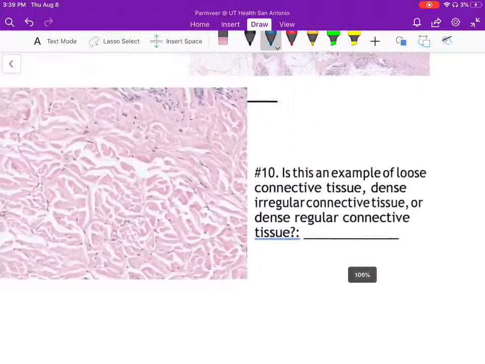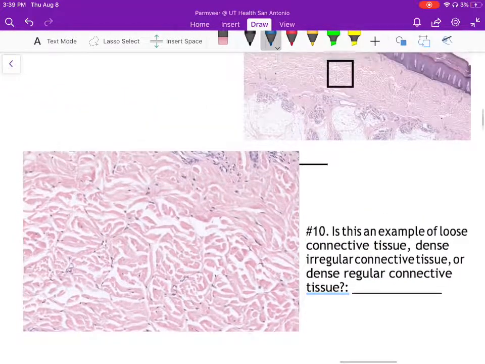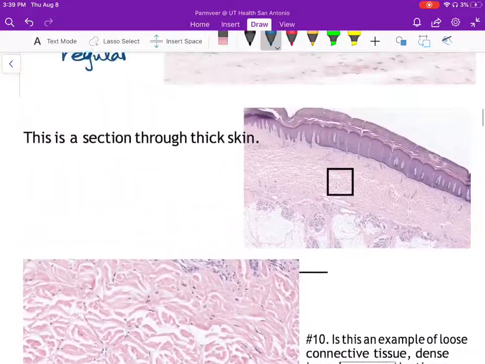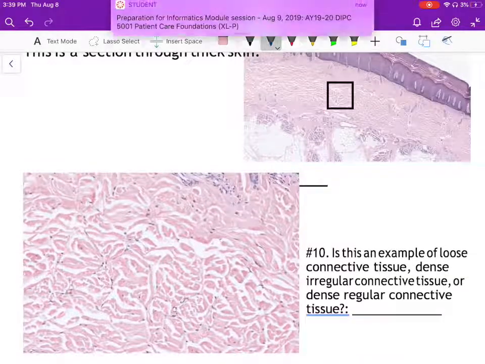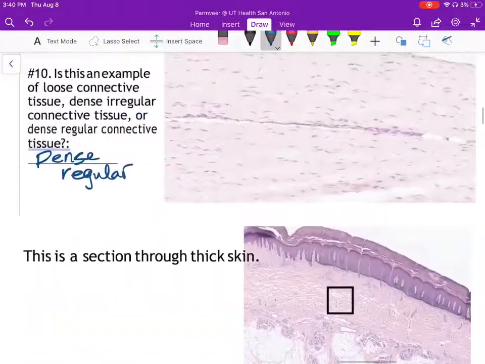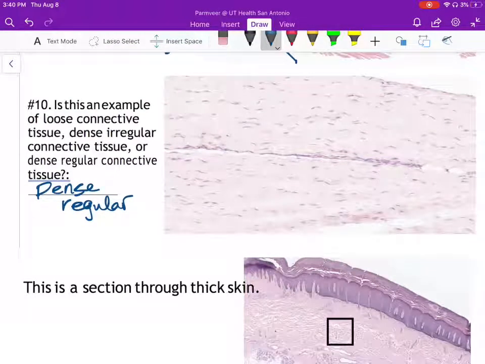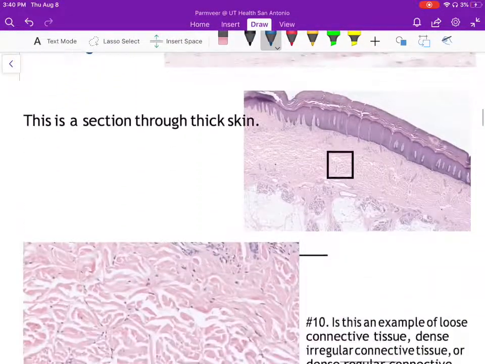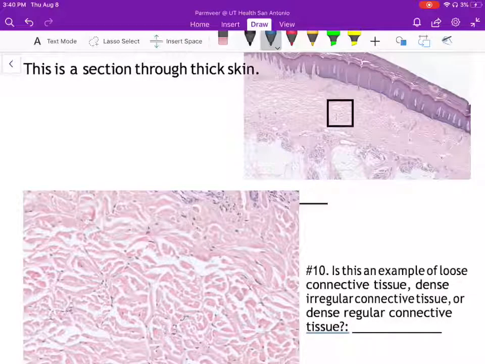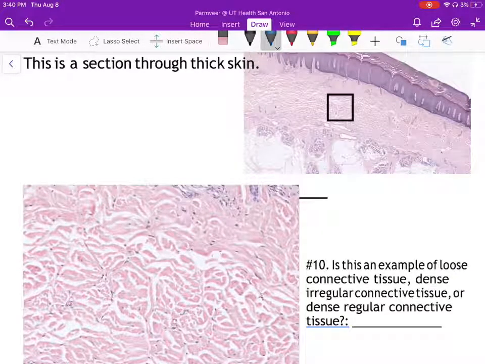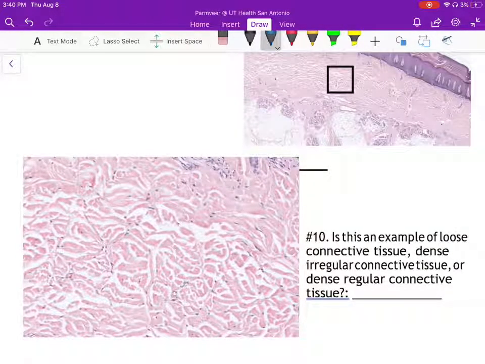And then lastly, the last one, once again, looking at the other one we just did earlier, this is thick skin. This one and this one. The top one is pretty clean and has nice lines on it, whereas the bottom one, they're squiggly, they're messy, they're all over the place. So we can tell this one would be not loose, not dense regular. This would be dense irregular.